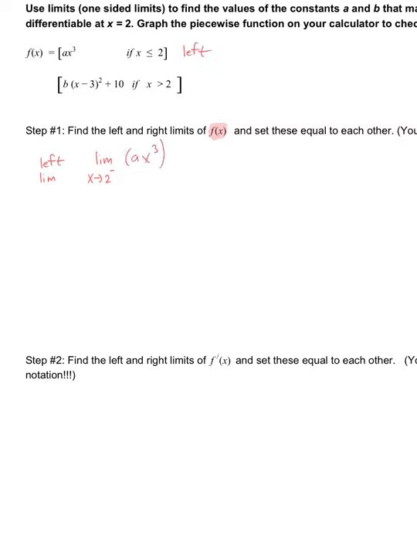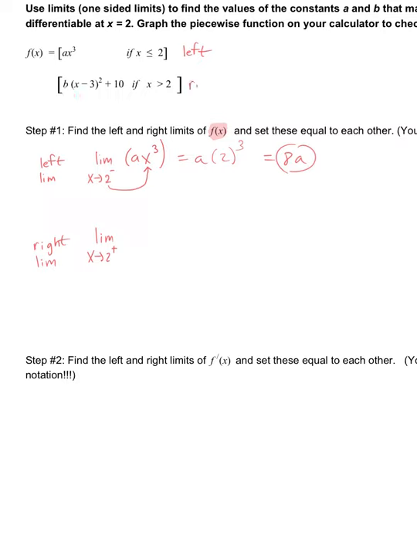Now I have a limit problem and I can do direct substitution. Remember, we put 2 in for x. So we have a times 2 cubed. 2 cubed is 8, so that gives me 8a. That is my left limit of my original function. Now I find my right limit. I have the limit as x approaches 2 with a little plus sign for correct notation.